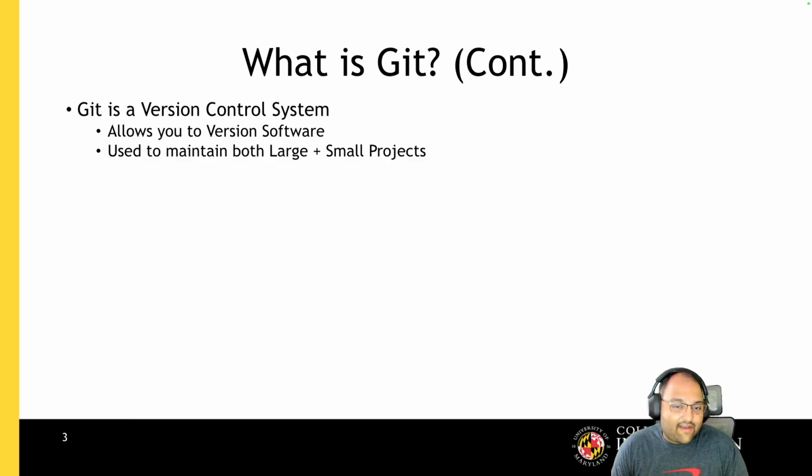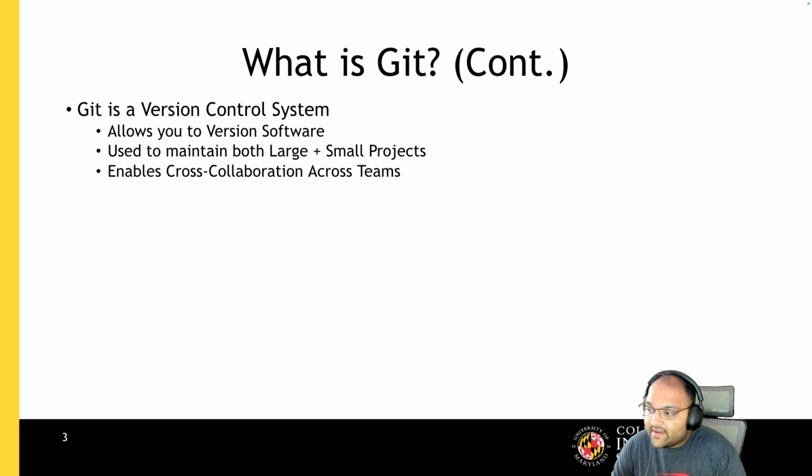Because what Git allows us to do is create forks, it allows us to create branches and all these kinds of things, these very useful benefits, right? Which we'll talk a lot more about. And so it makes it very easy to maintain large projects, right? And one of its key features is that it allows us to collaborate across teams, which in a previous world was very difficult, right?